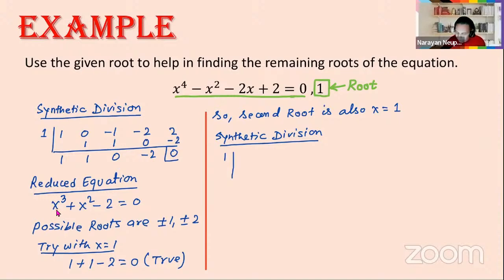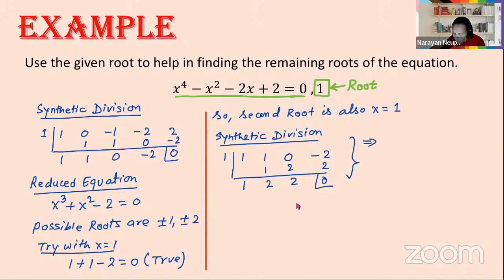We have 1x cubed, 1x squared, no x, and then -2. So if we bring this 1 down and multiply with 1, that's a 1. So 1 plus 1 is a 2. 1 times 2 is a 2. 0 plus 2 is a 2. And then 1 times 2 is a 2. And when you add, that is 0, because we already proved that x equal to 1 is a solution to that equation. So this will give us the reduced equation again.